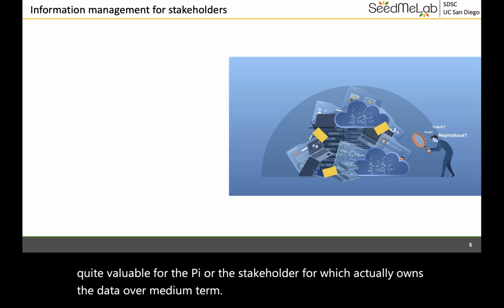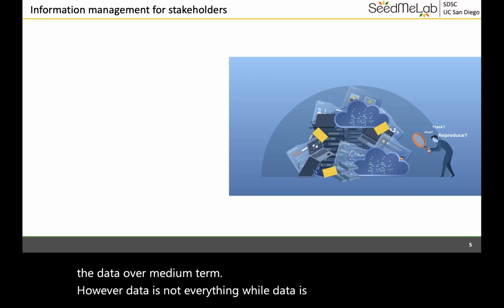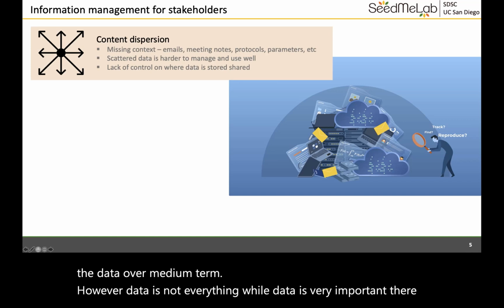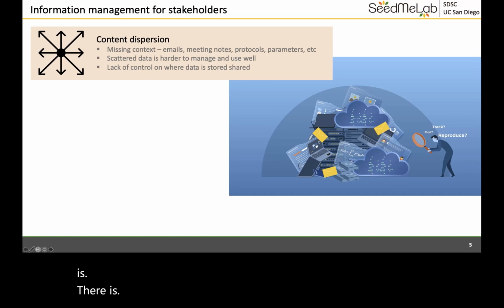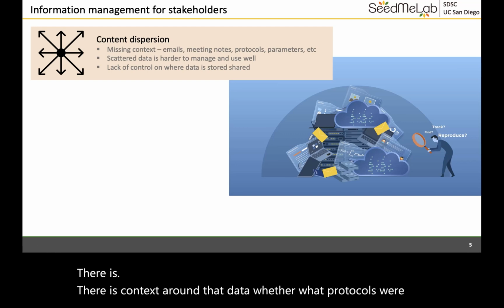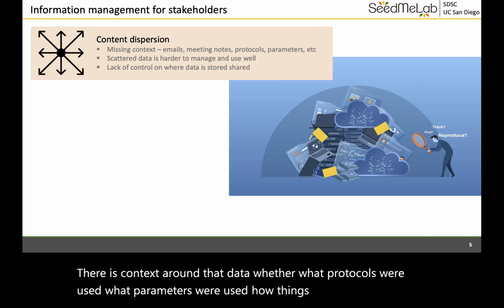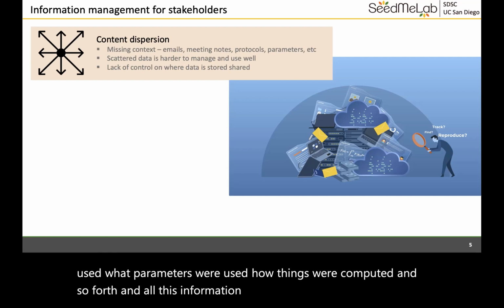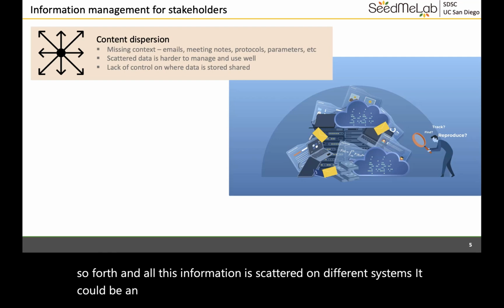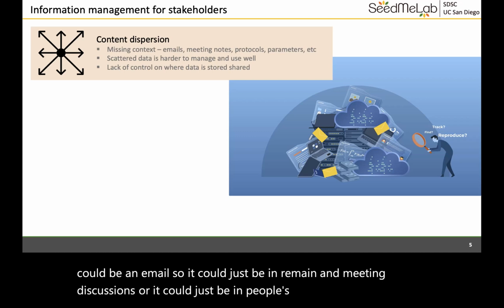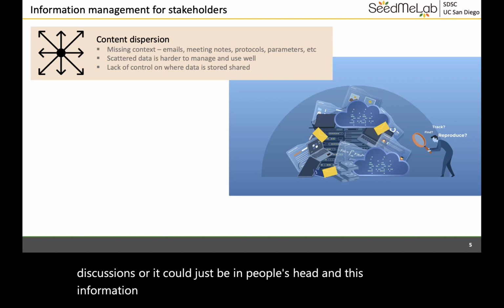However, data is not everything. While data is very important, there is context around that data: what protocols were used, what parameters were used, how things were computed, and so forth. And all this information is scattered on different systems. It could be in emails, it could just remain in meeting discussions, or it could just be in people's heads. And this information is quite relevant after the data has been sitting there for some time, and it becomes harder to use or manage.